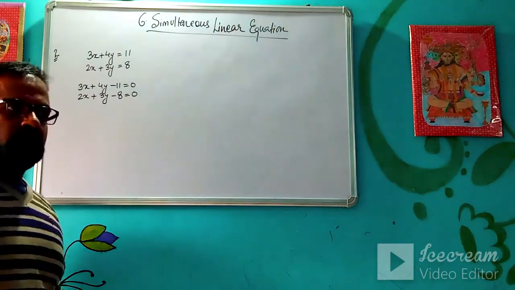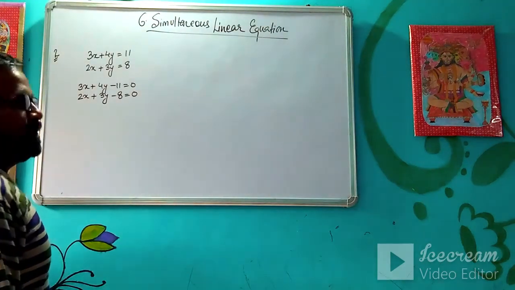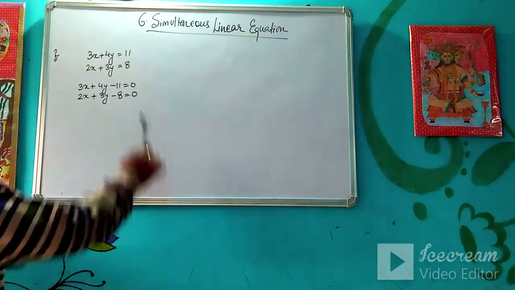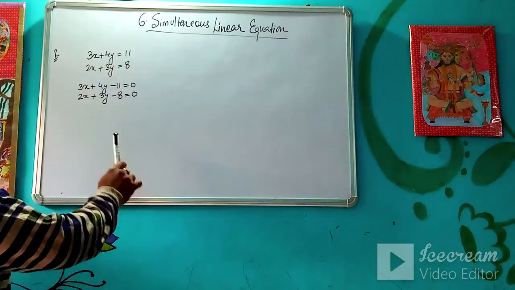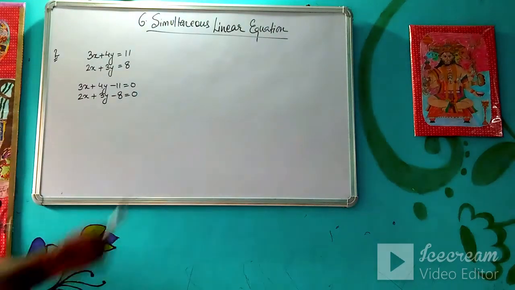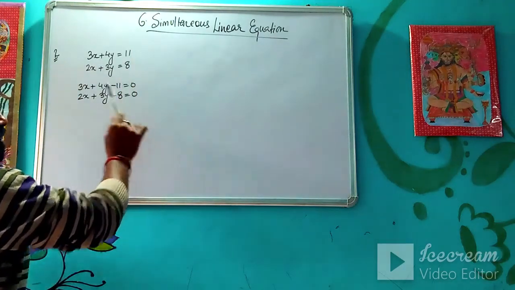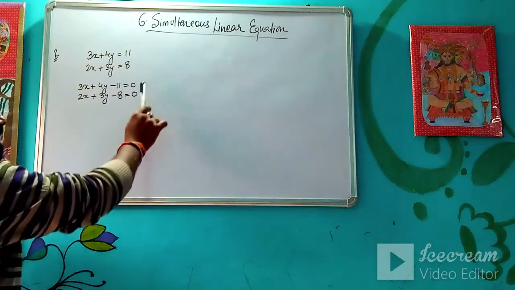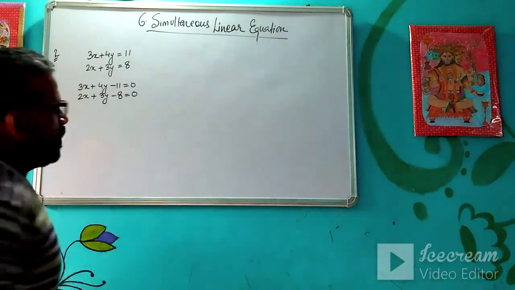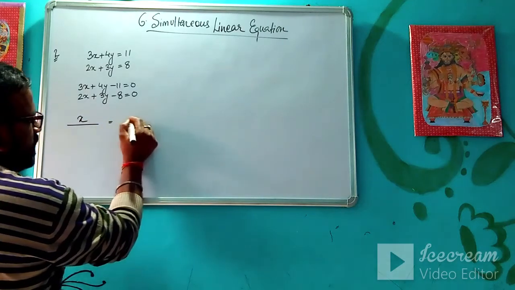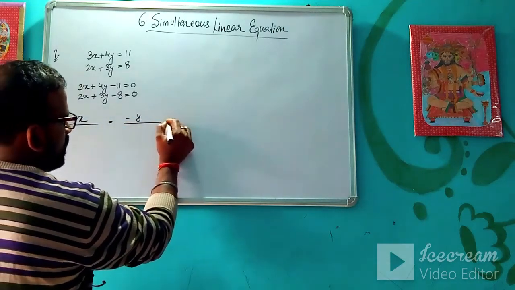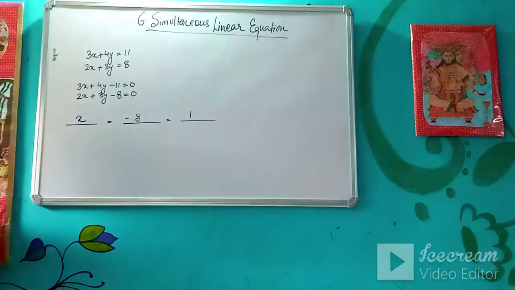Okay, let's discuss one more problem. In this we have to find the value of x and y, and these are the two linear equations. The first thing that we will do is bring all the constant terms on the left hand side like I have taken. Now I will write x upon, minus y upon, and this is 1.